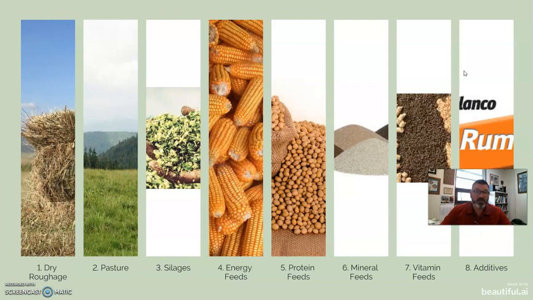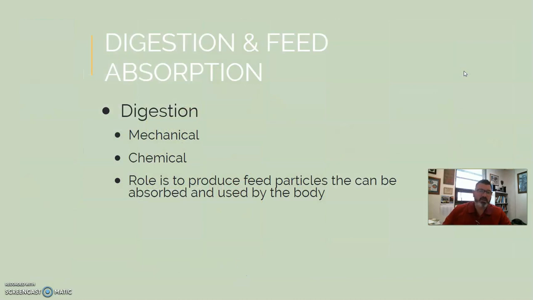Energy feeds, which is of course corn and other cereal grains like that. Protein feeds like soybean meal. Mineral feeds, which we talked about, as well as vitamins and additives. And you can kind of see a little bit the Rumensin logo here, which is an ionophore that helps with digestibility. So let's talk about digestion in the next few slides here.